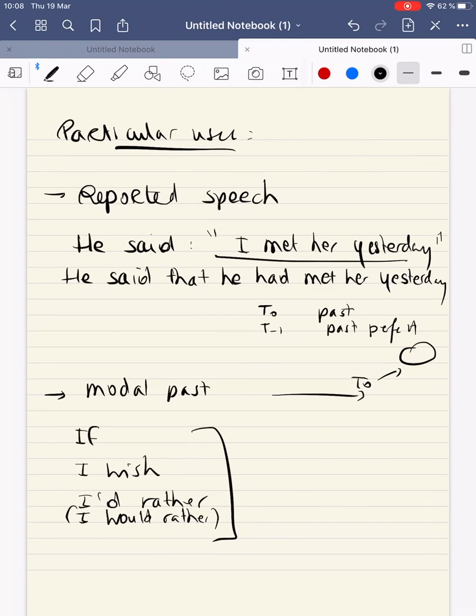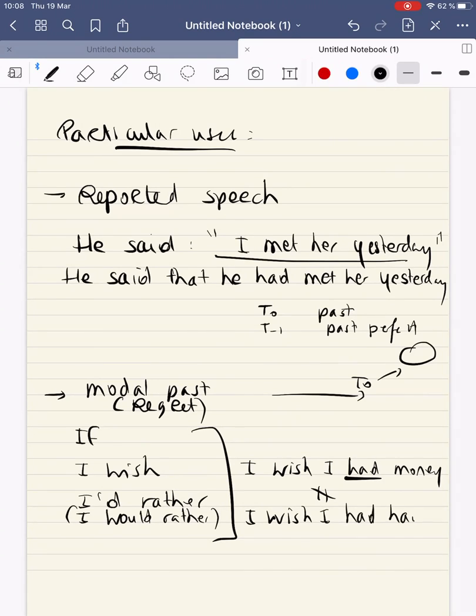And I'm hoping. Now, sometimes you can use the past perfect to indicate that the situation is over, and most of the time it expresses regret. So if you used simply the past, you would say, I wish I had money, which means I don't have money right now, but I'm dreaming about it and it's still possible.